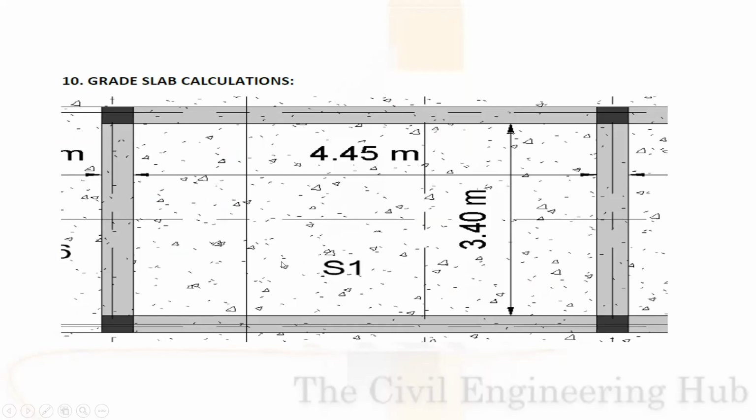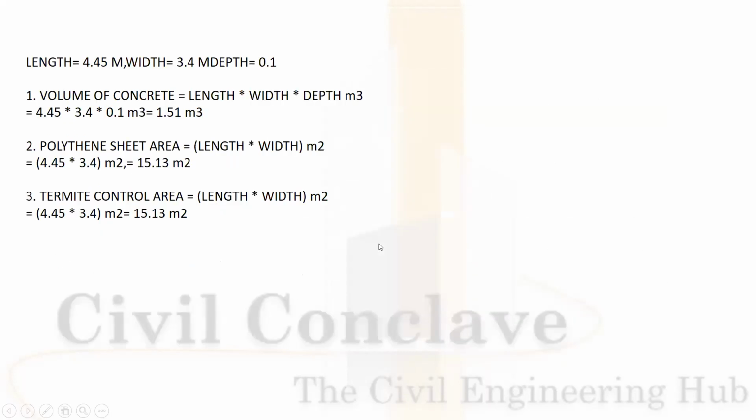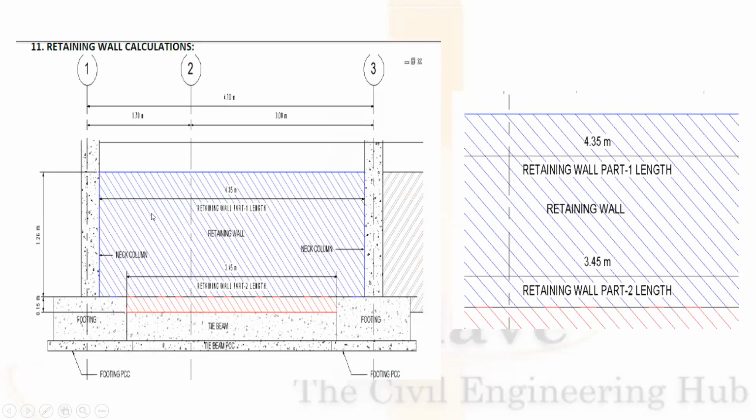Grade slab calculation for a width of 4.5 meter by 3.40 meter. Volume of concreting will be 1.51 cubic meter. Polythene sheet area 15.13 square meter. Termite treatment area will be 15.13 square meter.